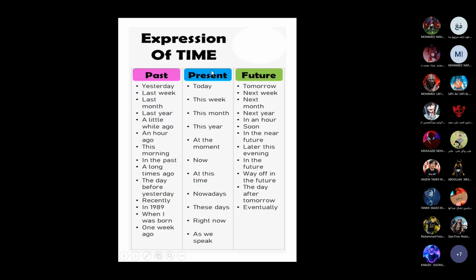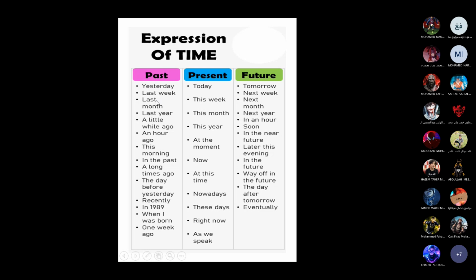Then you have something very important, guys, expressions of time. Sometimes you get a word just to describe the tense of the sentence. So you have expressions of time for the past, the present and the future. Each has its own. For the past, we say yesterday, which refers to the past. That means I have to know that the form of the verb in the sentence must be in the past.